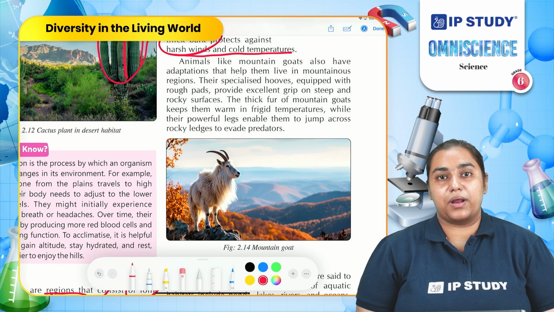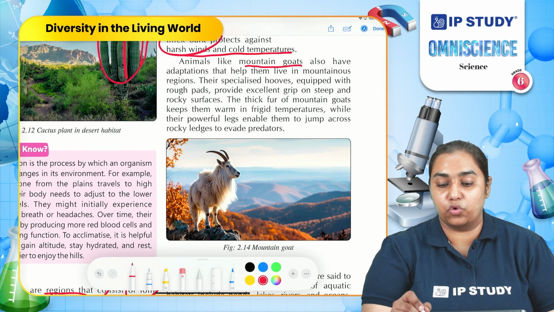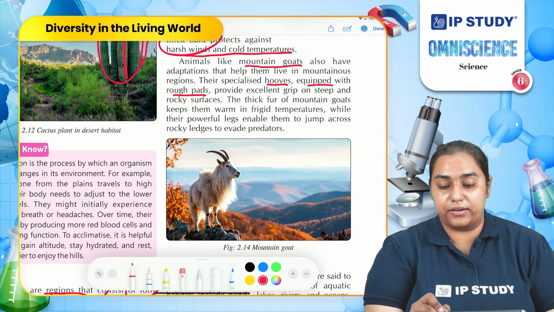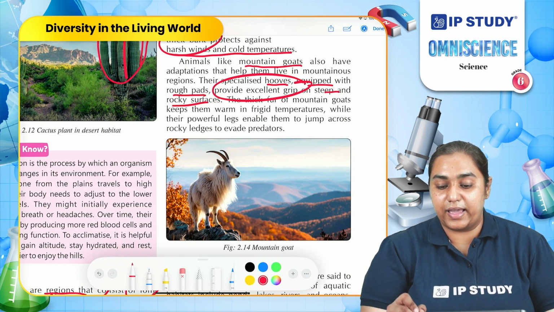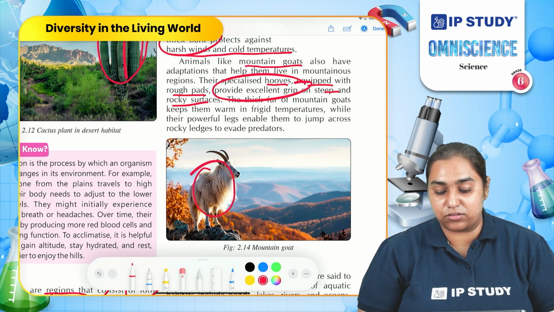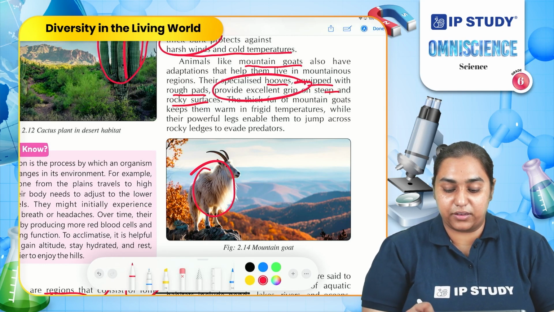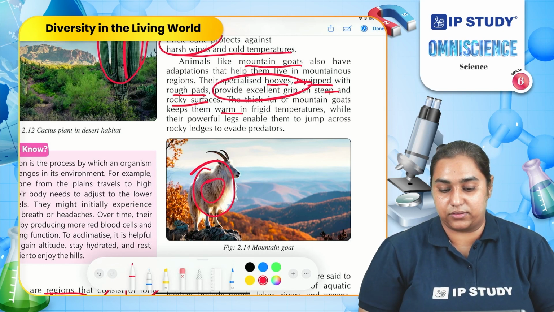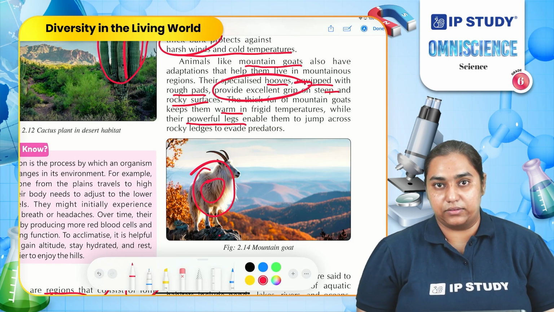So similar to the plants, animals also have certain features which support their survival in the mountain region. Animals like mountain goats have special features such as hooves equipped with rough pads which provide excellent grip on steep and rocky surfaces. They have thick fur. You can observe the image. It has such thick fur which protects them from the cold temperature. This thick fur provides them warmth. Their legs are powerful which enable them to run from one hill to another and protect them from their predators.